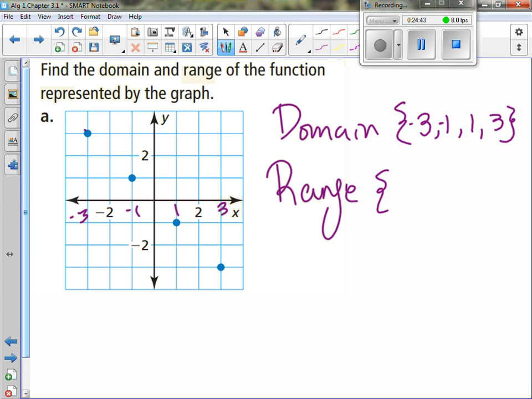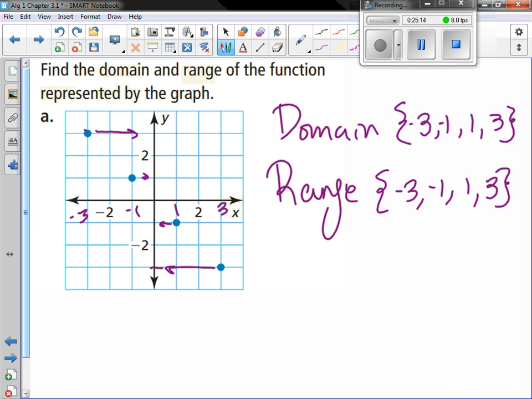Now the range, we're looking at the y values. It doesn't matter where we start. We can start down here. So this point has a y value of what? What is its y value? Negative 3, so that's the first one. How about this next point? Negative 1. How about the y value for this third point? And the last one would be 3.